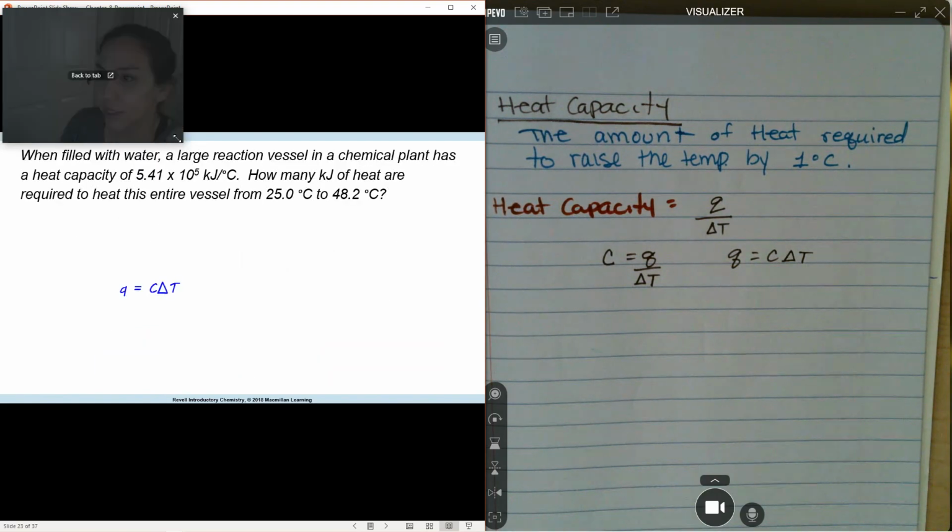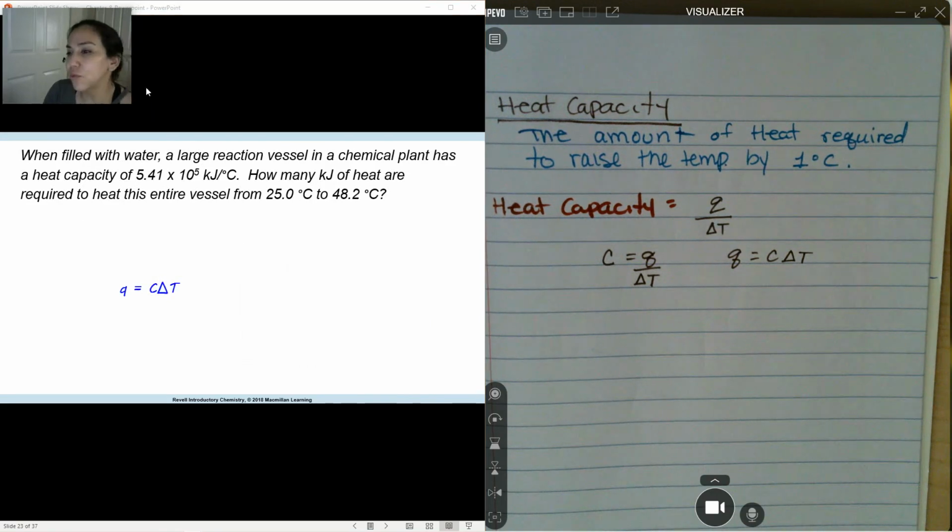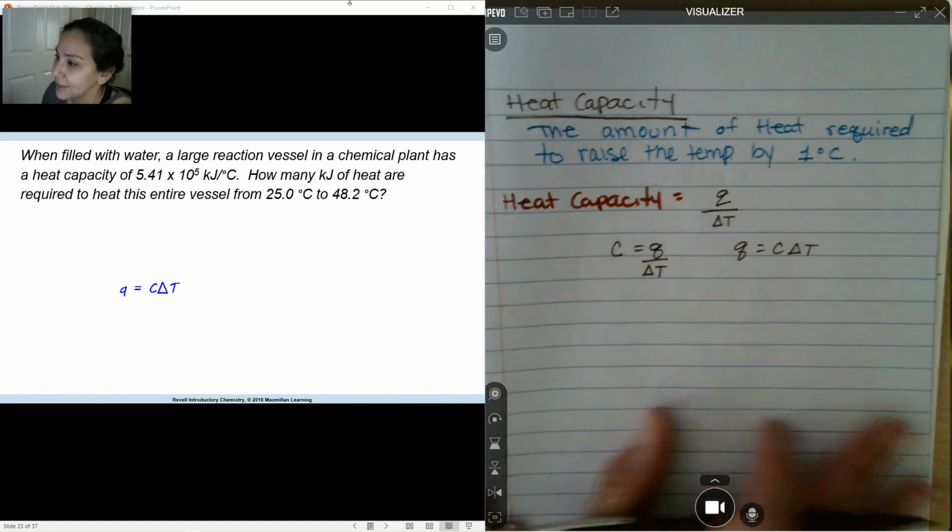Now let's go ahead and look at this problem right here. When filled with water, a large reaction vessel in a chemical plant has a heat capacity of 5.41 times 10 to the 5th kilojoules per degree Celsius. How many kilojoules of heat, so we're looking for kilojoules, are required to heat this entire vessel from 25 to 48.2 degrees Celsius? All right, let's go again and get this done then.